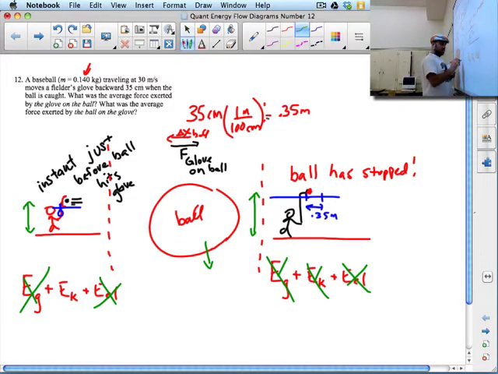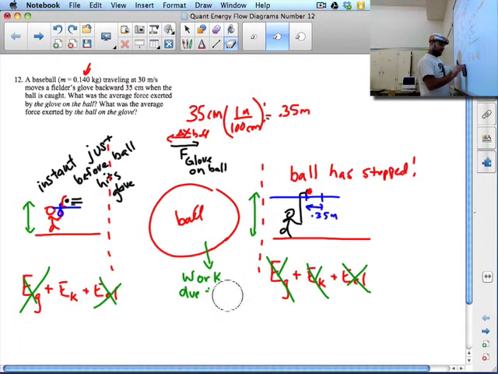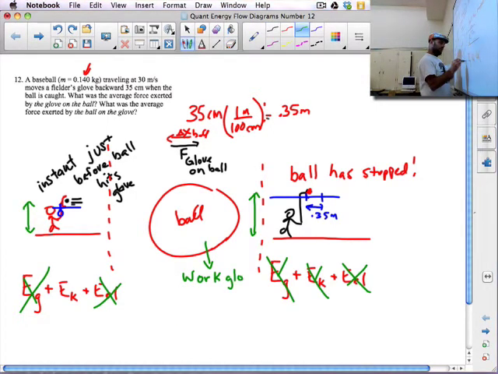So I'm going to write it out a little better. So the work due to the glove, the work that the glove, we say it a little differently. We say it's the work that the glove does on the ball. And you'll notice the glove is taking energy out of the ball. The kinetic energy in the beginning leaves through work in this case.